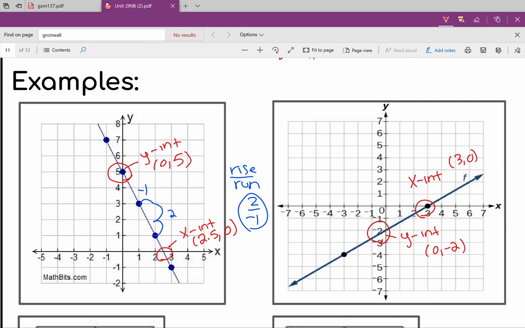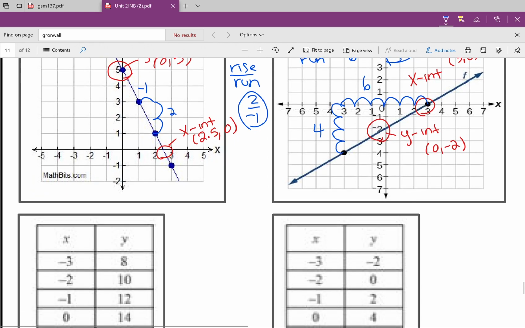Okay. Then I'm going to find the slope doing rise over run. So if I do rise over run, I'm going up 1, 2, 3, 4. And I'm running to the right, which is positive 1, 2, 3, 4, 5, 6. So that means my rise over run is 4 over 6, which we can reduce to 2 over 3. Okay, so that's how we find y-intercept, x-intercept, and slope on graphs. Okay, now let's look at tables.